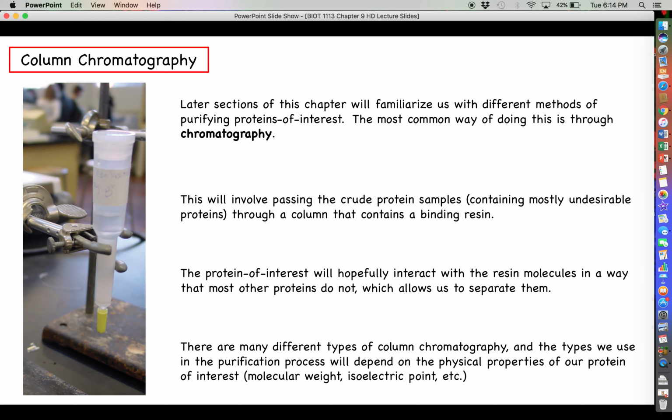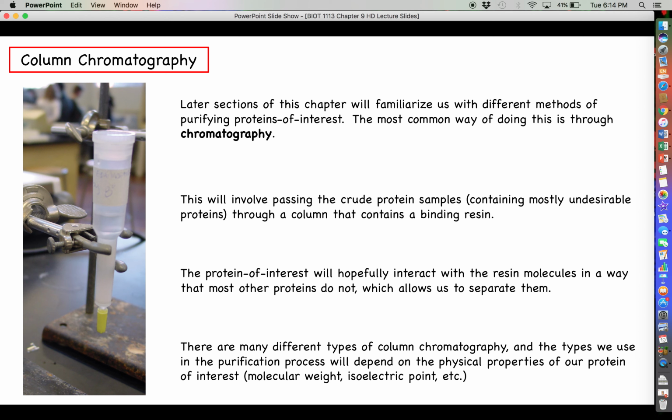Now, this is not necessarily a bulletproof way of doing this, so there will be some undesirable proteins that will co-purify with our protein of interest, but certainly this is a very, very good way at getting rid of most of those other undesirable proteins. Achieving 100% purity is probably not going to be possible, but we can certainly get a lot closer to 100% purity than we were before.